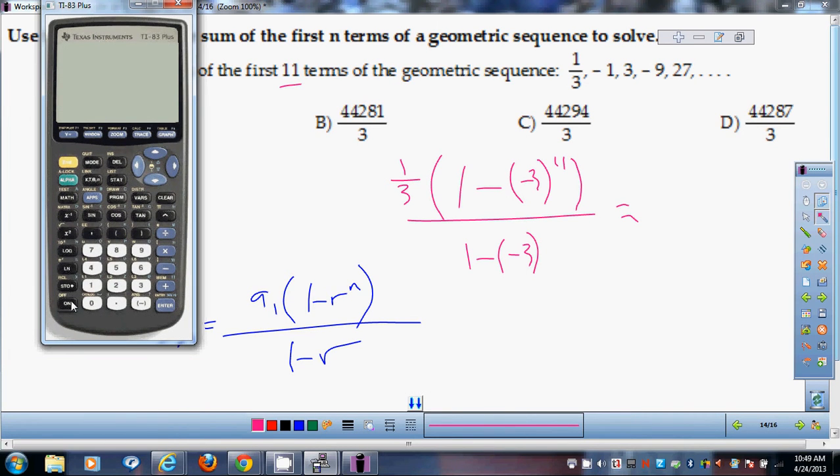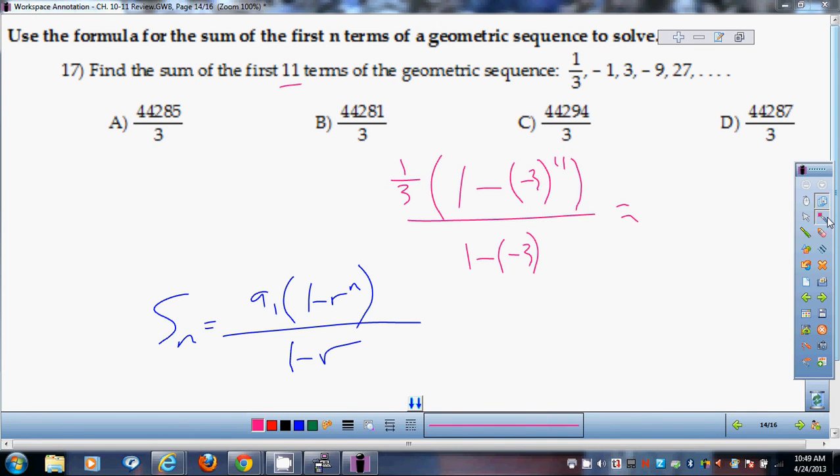Who can tell me? Just punch in the top. Tell me what would be over 4. What's 1 minus negative 3 to the 11th all times 1/3? I guess it can be reduced by 3/4. That's what's over 4? Maybe I should have said divided by 3. What'd you get, Lazarus? That's what you got over 3? I mean over 4? Okay.